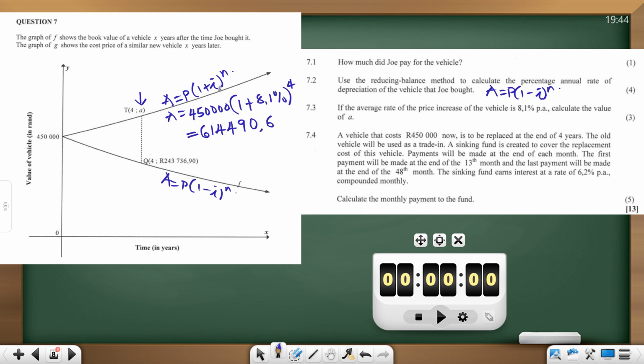14490. Are we okay there, guys? That's how to get that. Now, 7.4, which is the interesting part.